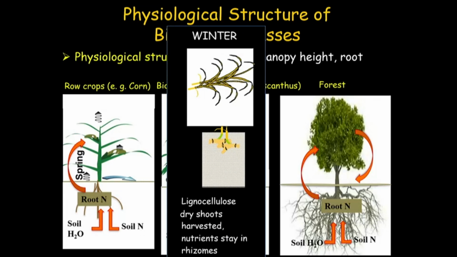But in the case of the energy crops, we can harvest the shoot part above ground and use it as biomass to produce cellulosic ethanol. The most important thing is that the rhizome remains intact with all the nutrients, so it can be used to grow next year. Okay, so this is the most important feature of these cellulosic crops.